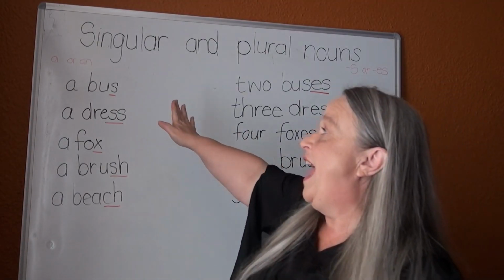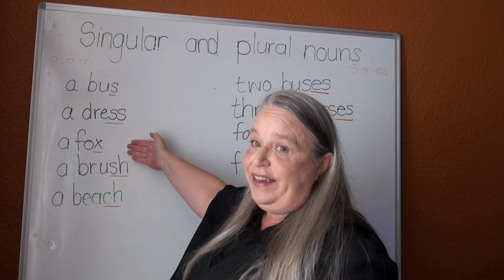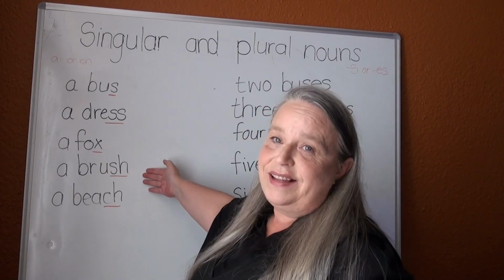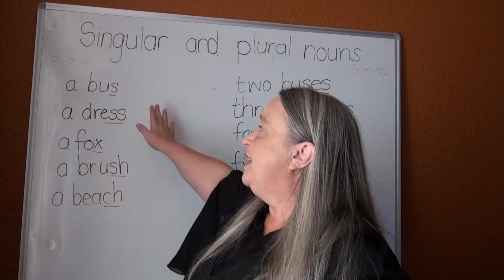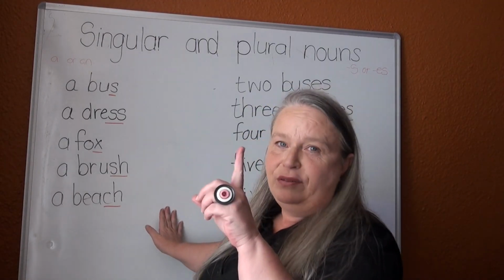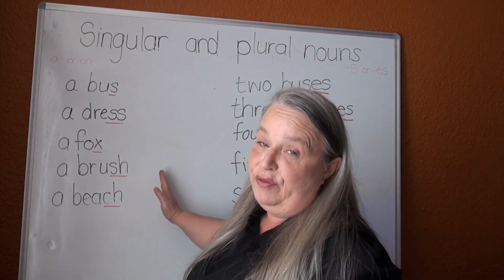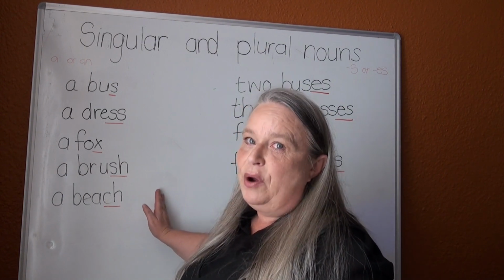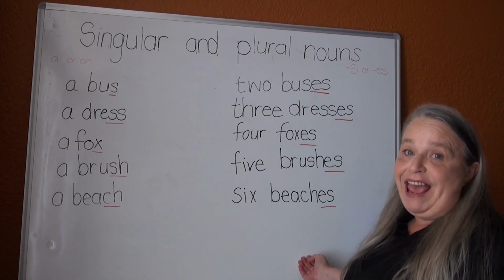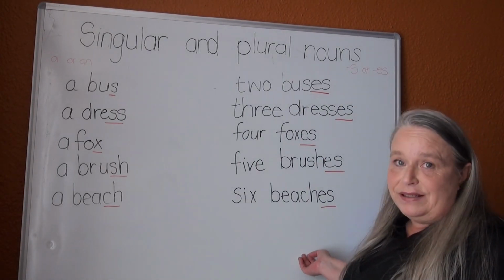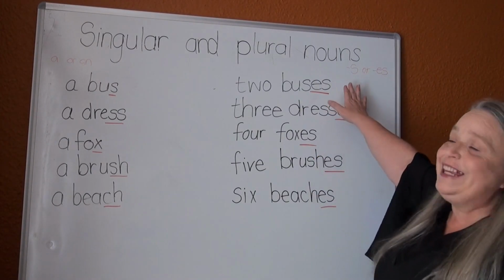Okay, so now if we look at this board, we will look at singular nouns that end on s, ss, x, sh, and ch. Now, these singular nouns, remember, one noun, still get a or an in front of the singular noun. But when we look at the plural nouns for nouns ending in s, ss, x, ch, and sh, we need to add an es.